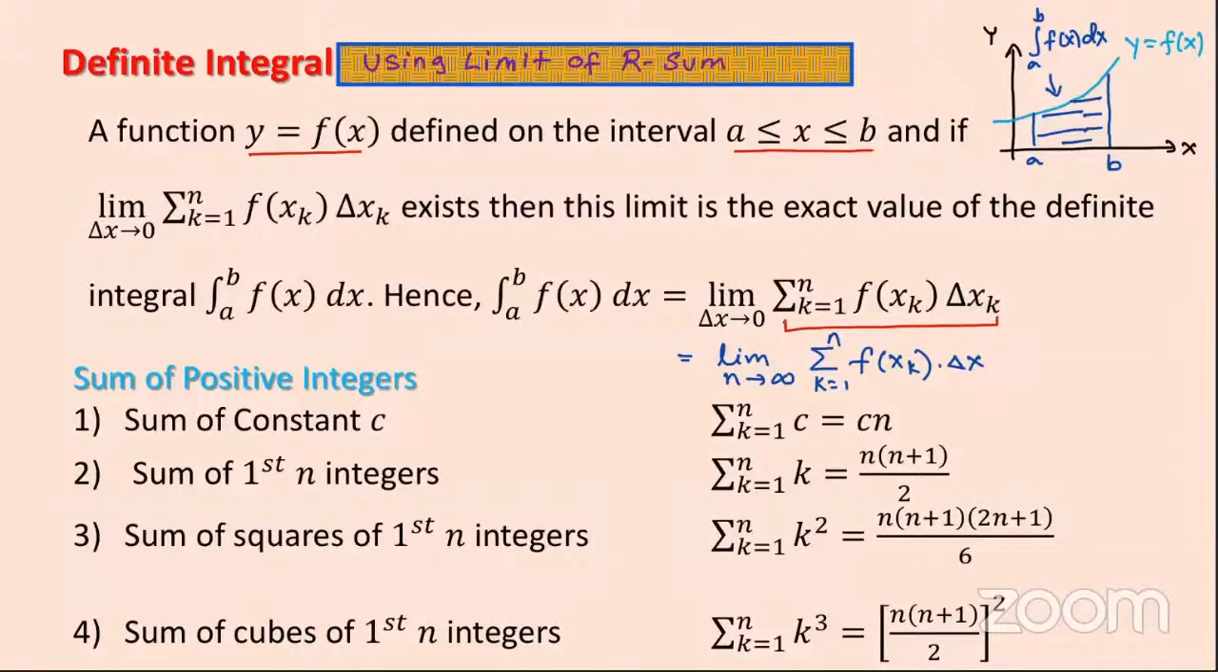So today, in order to find the exact value of the area shown here in this diagram, or the definite integral from a through b, we'll be using the limit of Riemann sum. We'll be using that equation, and find the area.